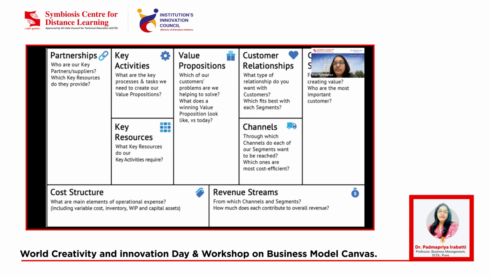So these 9 blocks will give you the idea of what all things need to be performed when an enterprise is in the process of development, when any enterprise is set up. Unless and until you understand the meaning of these blocks, you will not be able to give the right inputs. So the very first step in creating the business model canvas is to understand these 9 different blocks.